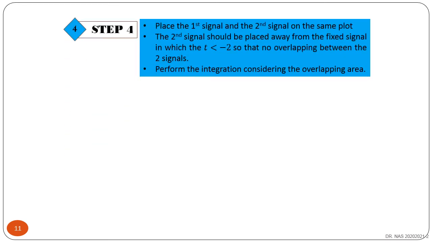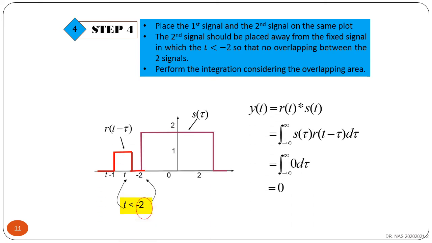Okay, step 4, you need to place both the first signal and the second signal on the same axis or the same plot, and then you need to place the second signal a bit far away from the first signal, from the fixed signal, so that there is no overlapping between the two signals. Then you need to perform integration considering the overlapping area. So in this case, this is the fixed signal, and r(t minus tau) is the second signal that we choose to be moved from left to right. So we place them a bit away from each other to avoid overlapping.